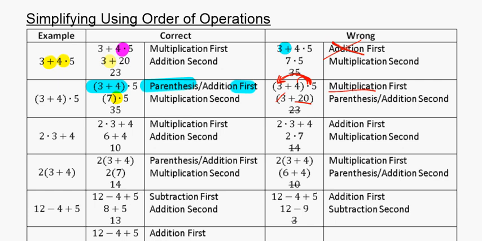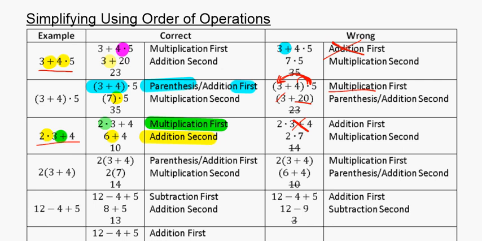Third example, we have multiplication and addition. We have multiplication there, addition here. Very similar to the first problem. The order is just reversed, but that does not matter. You still have to do multiplication first, which is 2 times 3, and then you can do your addition, which is 6 plus 4. You cannot add first unless it is in parentheses.